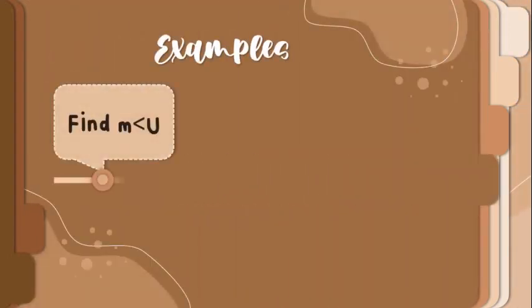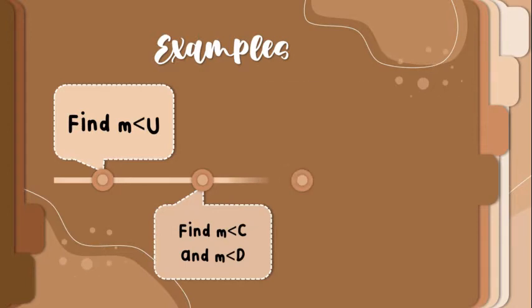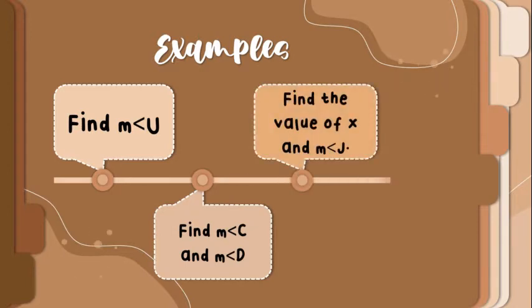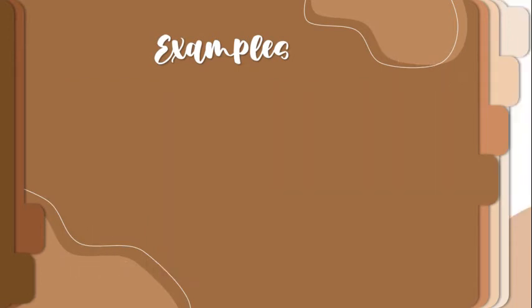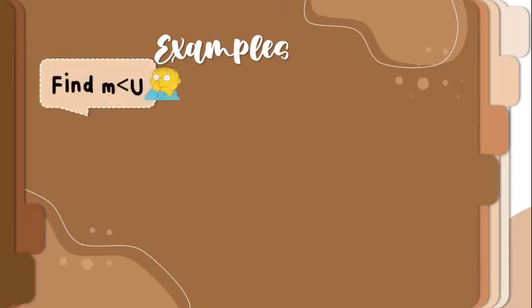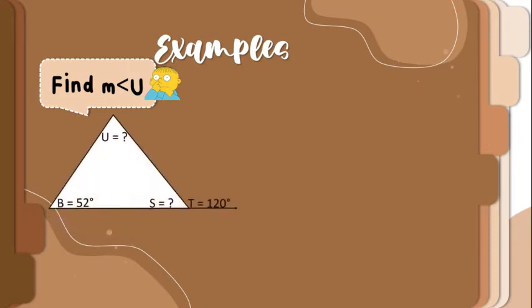To deepen our understanding, let us have some examples. Let's begin with finding the measurement of angle U. Welcome to the journey of example number 1. Finding the measurement of angle U. This is the figure that requires the measurement of angle U. We have triangle BUS.